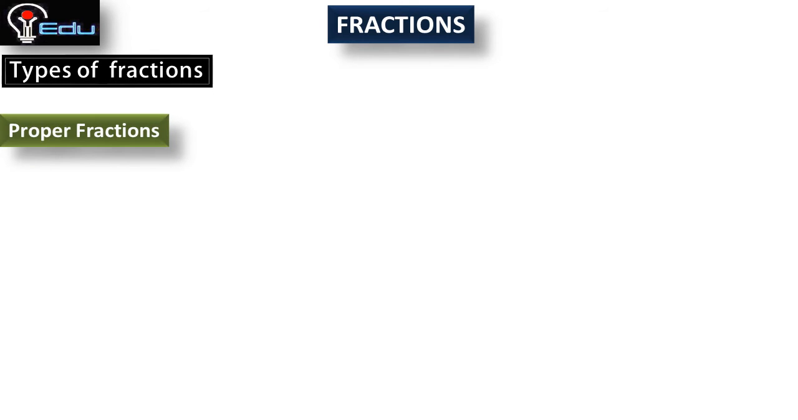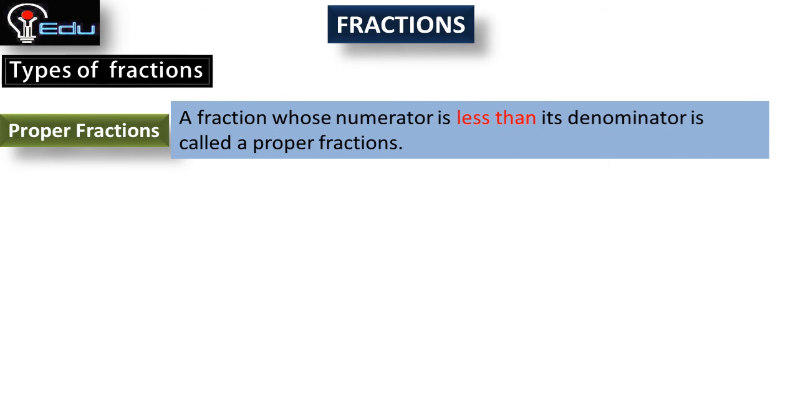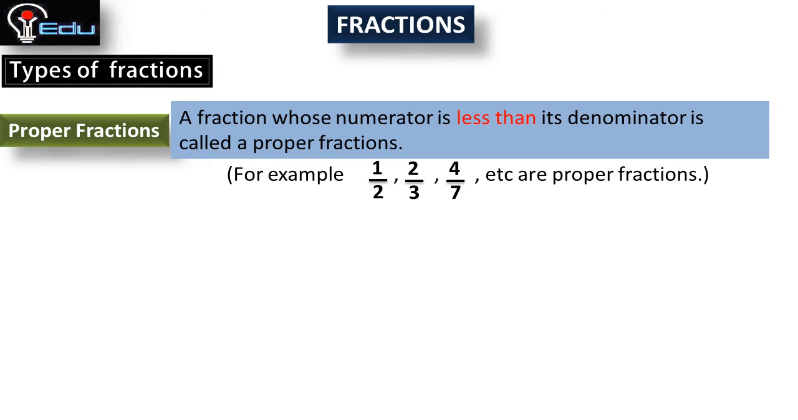And next we will see the types of fractions. In these types of fractions, first is proper fractions. What are proper fractions? A fraction whose numerator is less than its denominator is called a proper fraction. For example, 1 by 2, means 1 is less than 2, and 2 divided by 3, 2 is also less than 3, and 4 by 7, 4 less than 7. So, these are examples of proper fractions.